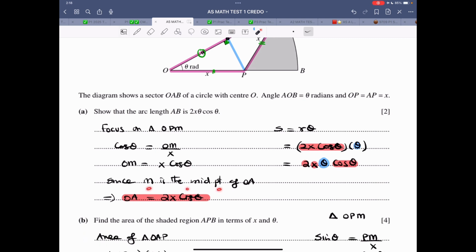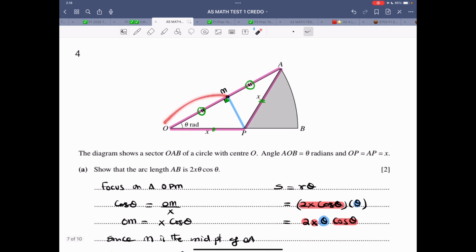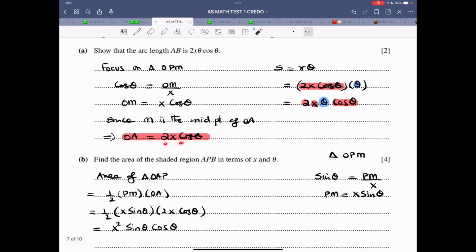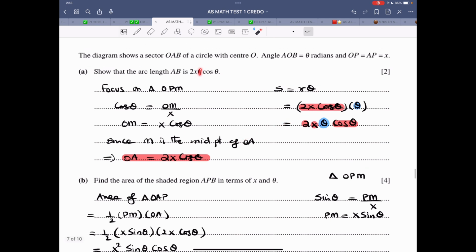Since M is the midpoint of OA, OM is the same as MA, therefore OA is twice OM. Arc length is R theta. R is this part from here, theta is this part. All they have done is put theta in the middle, and there is nothing special about it.